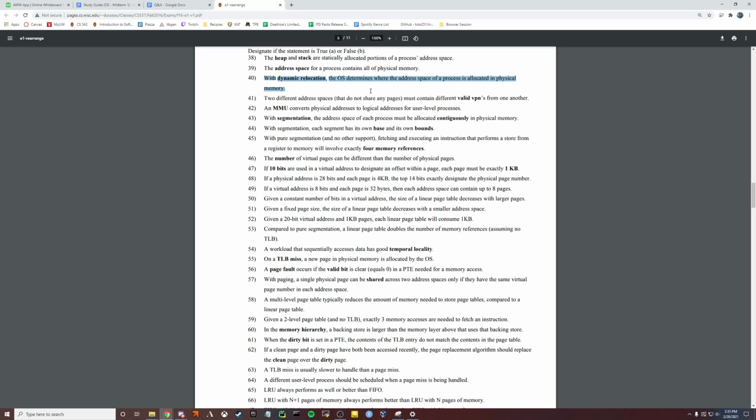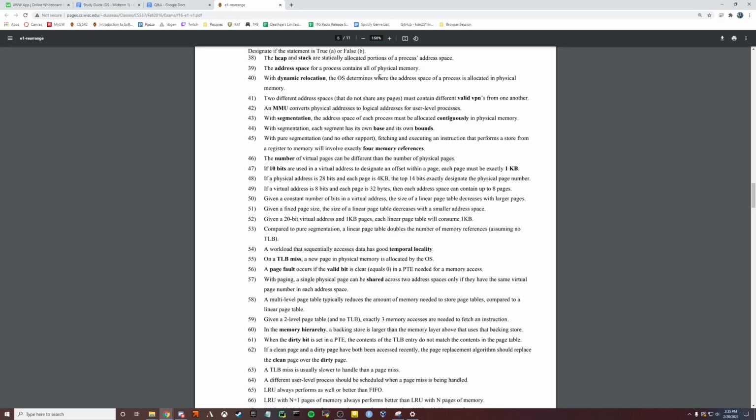Is dynamic relocation that process of going through the virtual address space and then taking it to the physical? Yeah, the OS takes the virtual address space and reallocates it, or not reallocates, relocates it to the physical space. Yeah, I think so. Dynamic relocation. I think that 40 is true. Okay, I can get on board with that.